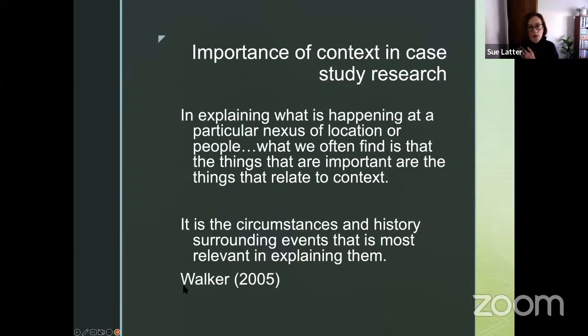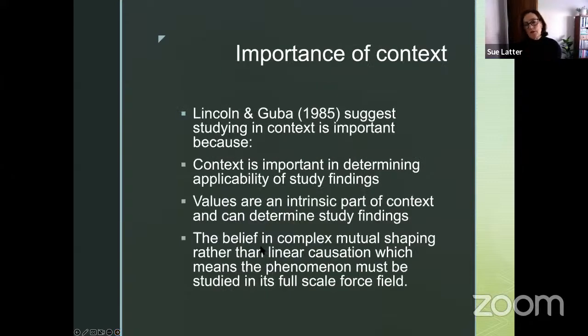So just moving on then, context again. Context is important because, and this is a slightly different point, thinking about external validity now, or generalizability or transferability, understanding context is important in determining how far your study findings will be applicable beyond the sites that you've actually been in. I'll come back to that later.